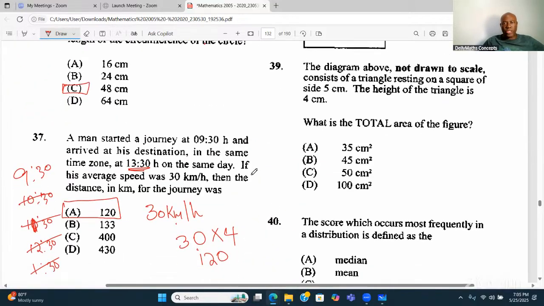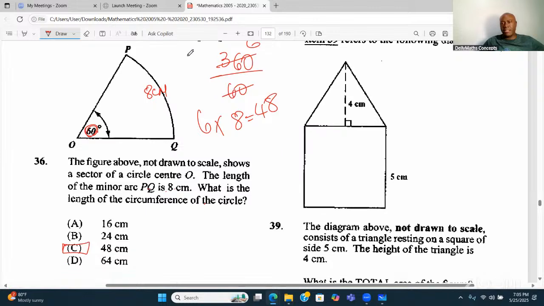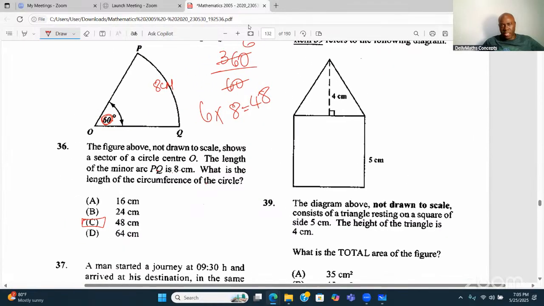Let's move on to question 39. I think this question is tired of being here. I've been seeing this since I was doing math, and that's like donkey years ago.